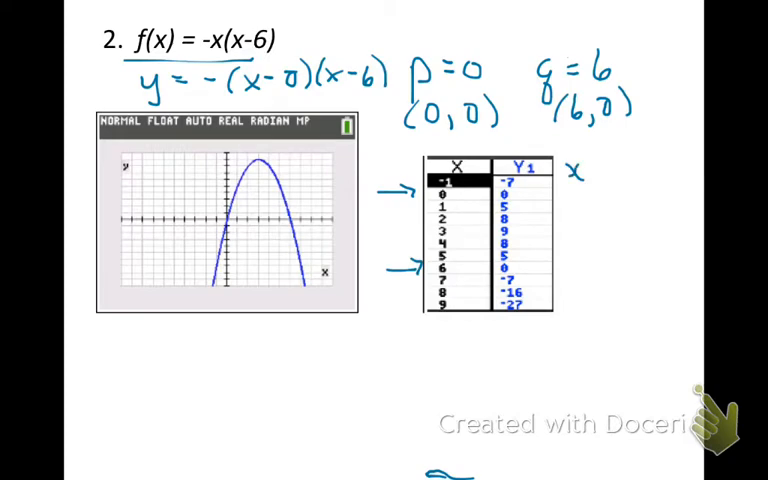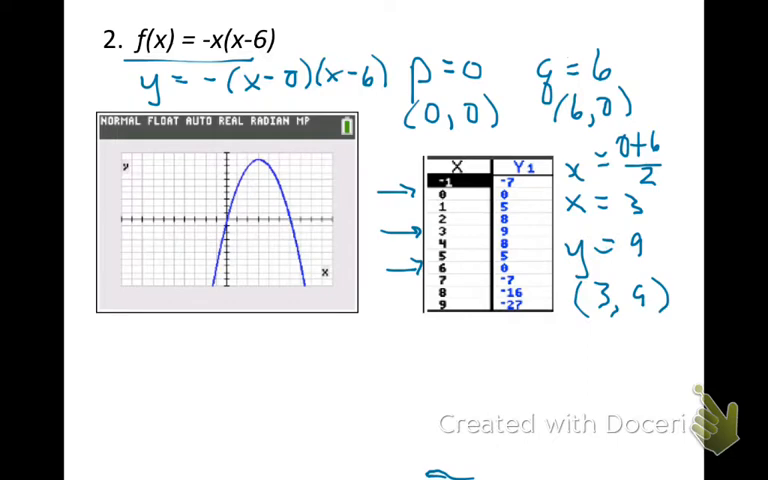And then finding the center of those, so 0 plus 6 divided by 2 will give you the x value of the vertex at 3. If you plug 3 in, you'll get 9. So our vertex is at the point (3, 9). Axis of symmetry, you know, goes right through the vertex. It's the same value as the x value of the vertex.